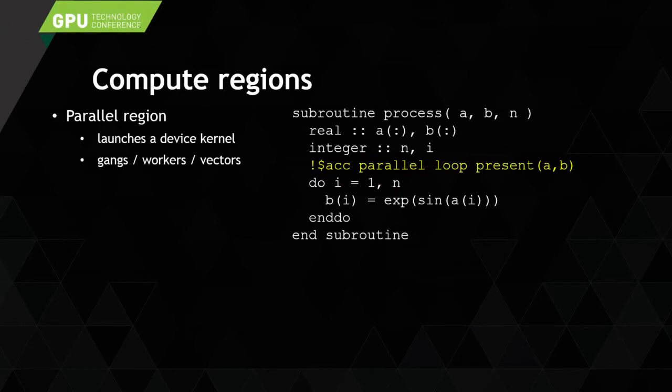Then the compute region. The one that you want to focus on if you're just starting out is ACC parallel loop. It says, this is a parallel loop. Run the iterations in parallel as fast as you possibly can. And there are a lot of clauses you can put on there.